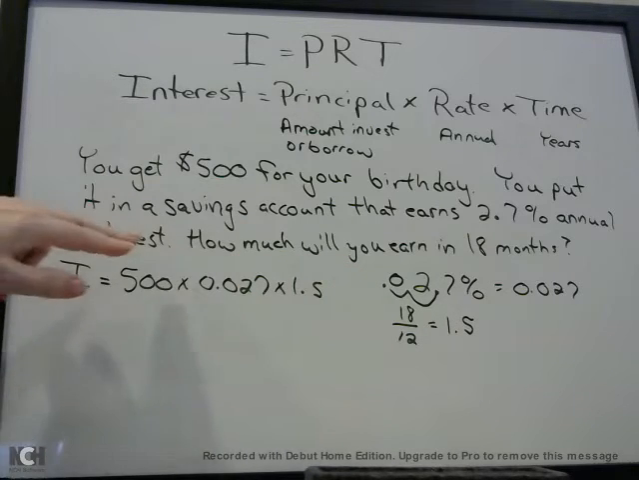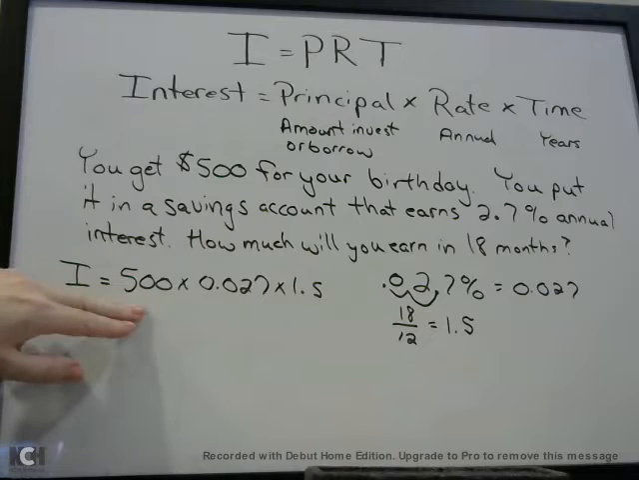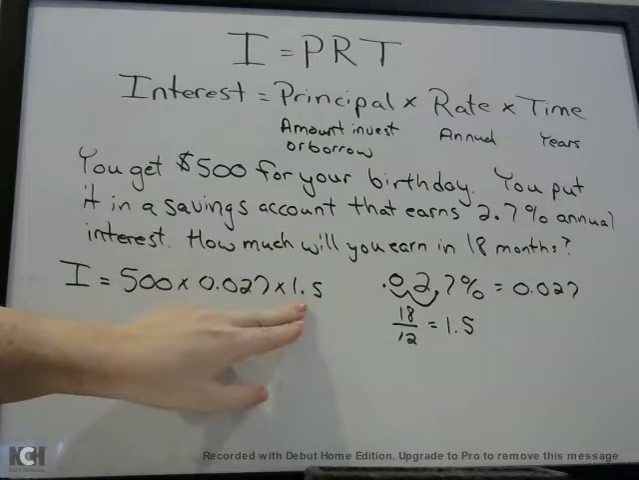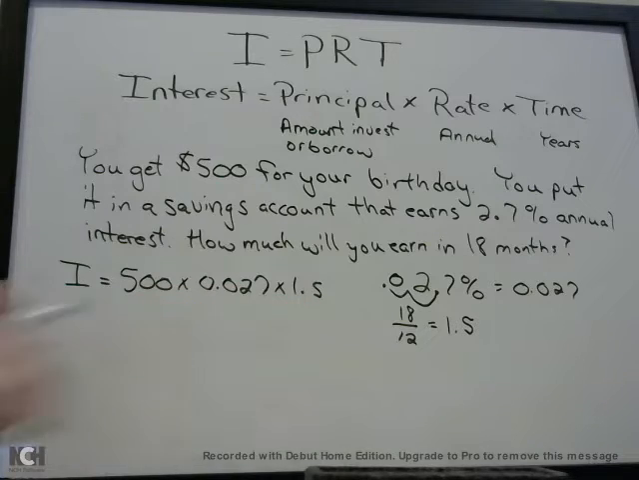So interest, how much are you going to earn? Interest equals 500 times 0.027 times 1.5. You put that into your calculator.